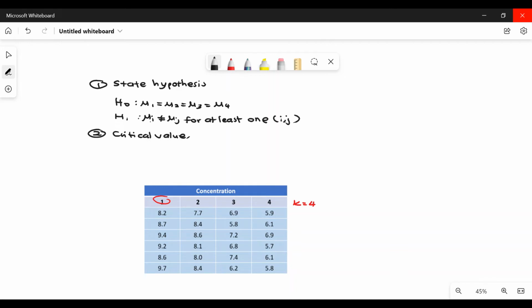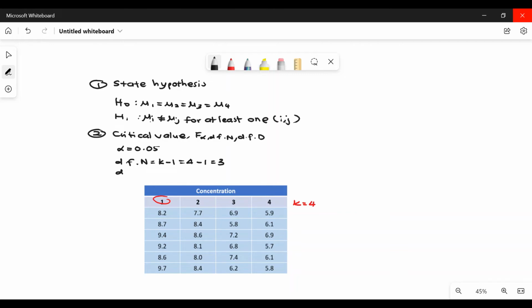So to find the critical value, where we use the F-test, we need to know the alpha, and then we need to know the degree of freedom of the numerator, and also the degree of freedom for the denominator. So alpha is given from the question, which is equal to 0.05, and then we need to know the degree of freedom of the numerator, given the formula is k minus 1. So here we know our k is equal to 4. It will be 4 minus 1 equals 3.